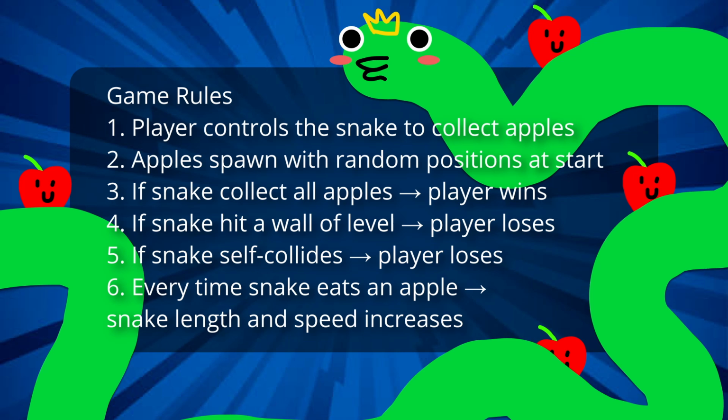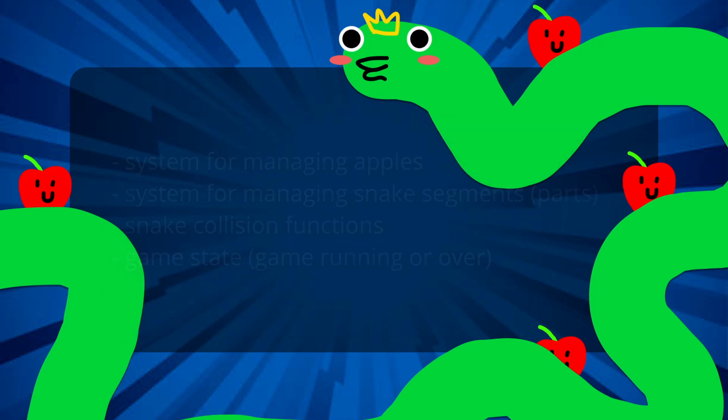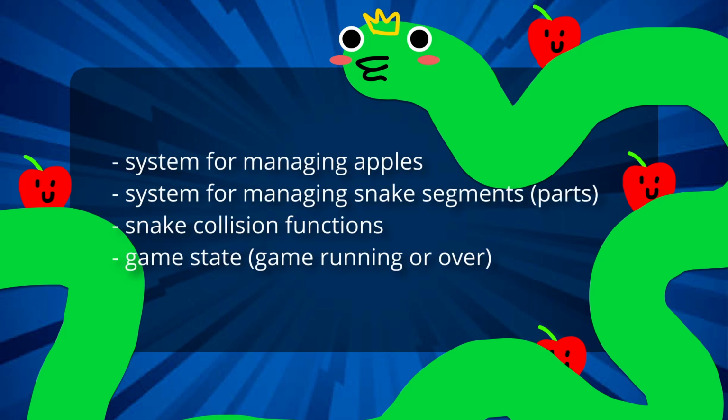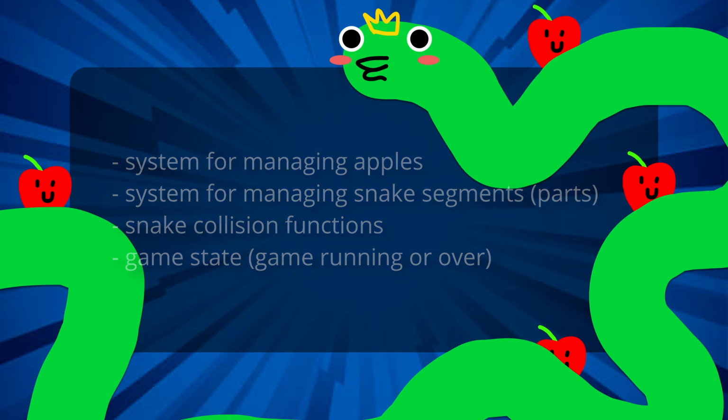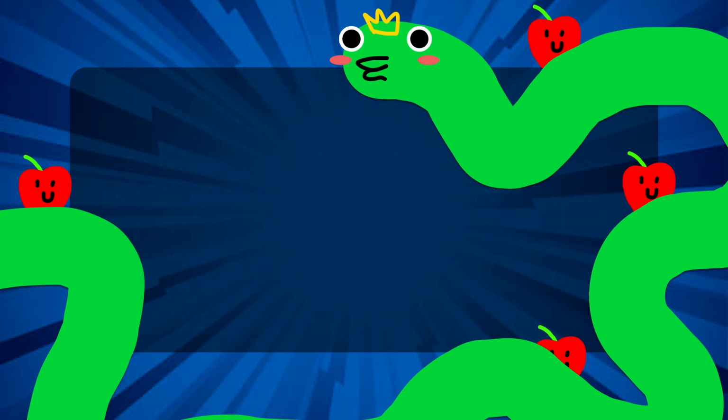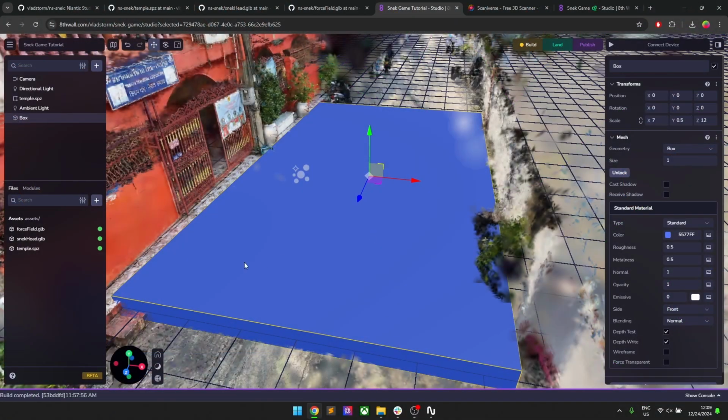So what do we need to implement this game logic? We need a system for managing apples. We need a system for managing snake segments, or in other words, snake parts. We need collision functions for the snake, and we need a game state. So let's implement these code parts to create a basic game logic for the snake game.